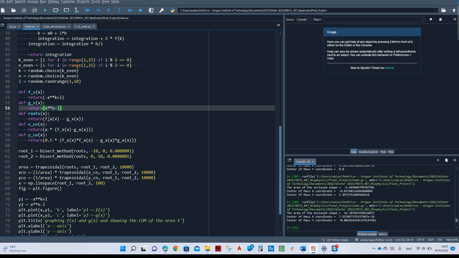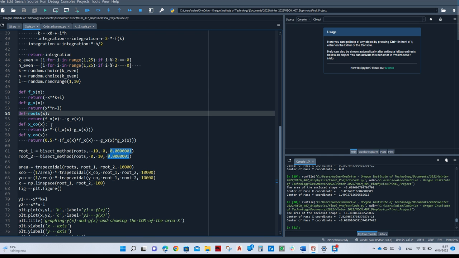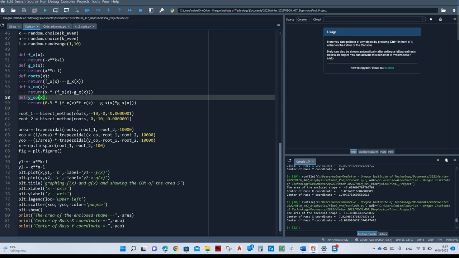I wanted to set the functions equal to each other and solve for x to get the roots where these two functions meet. And the way to do that is just subtract them from each other and set them equal to 0 and solve for x. So that's what the roots function does. And I would later on plug it into the bisection method to actually get the root with this precision. So it would actually be very precise. And this is the equation for the x coordinate, and this is the equation for the y coordinate.